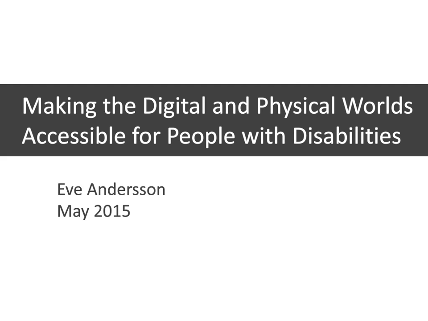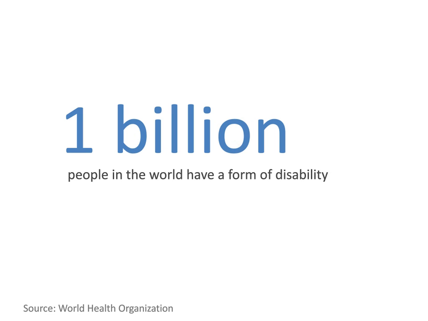First, let's talk about impact. The World Health Organization estimates that 15% of the world's population has a form of disability, and that's over 1 billion people. That's over 3 times the population of the United States and more than the entire population of Europe. So everything you do in accessibility has the potential to affect many people's lives.